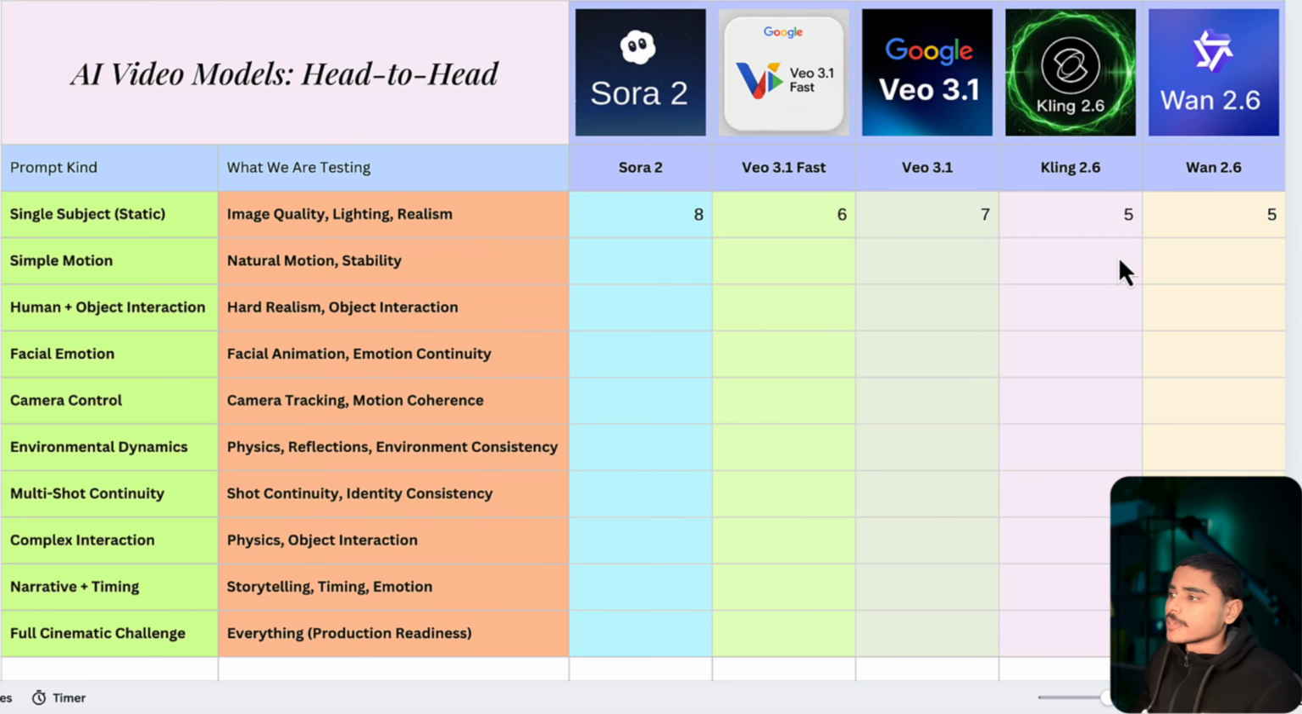Everything was good here, but I would take Kling 2.6 as the baseline here. Then Wan did a little bit better. I would give Sora similar to Wan because the cup was not usable. And then Veo 3.1 Fast, and then Veo 3.1 was the actual winner.